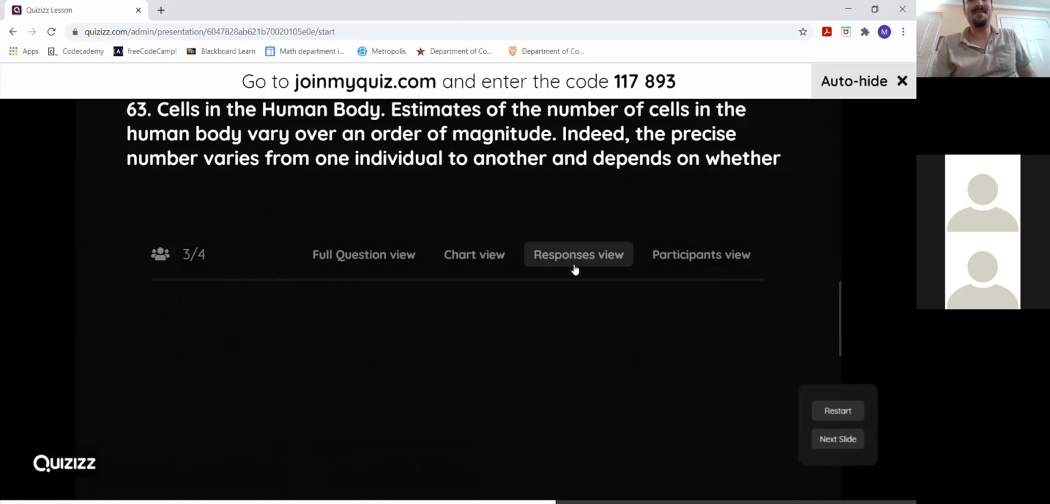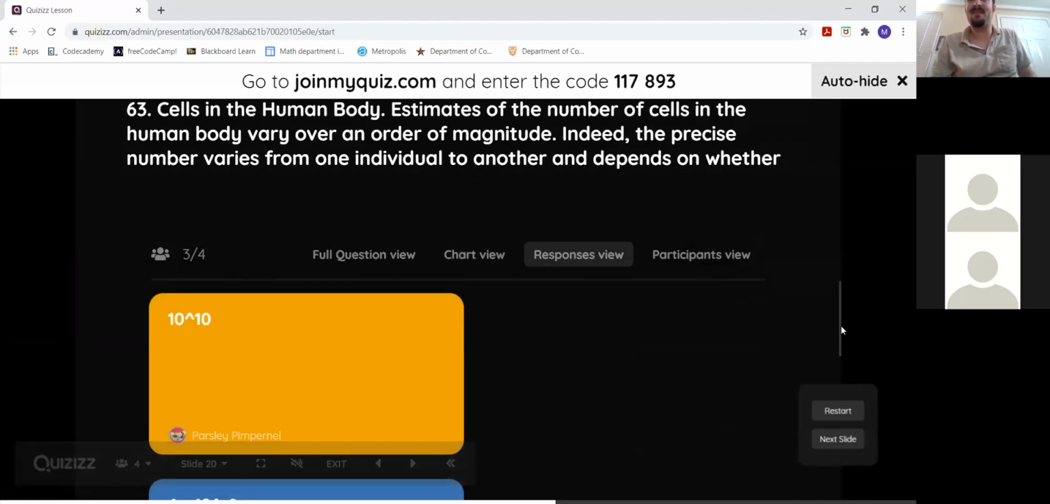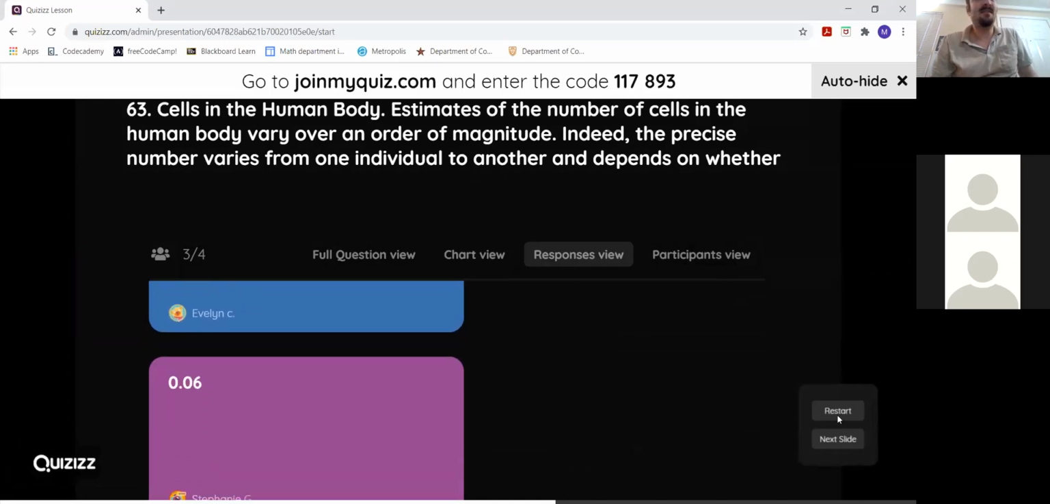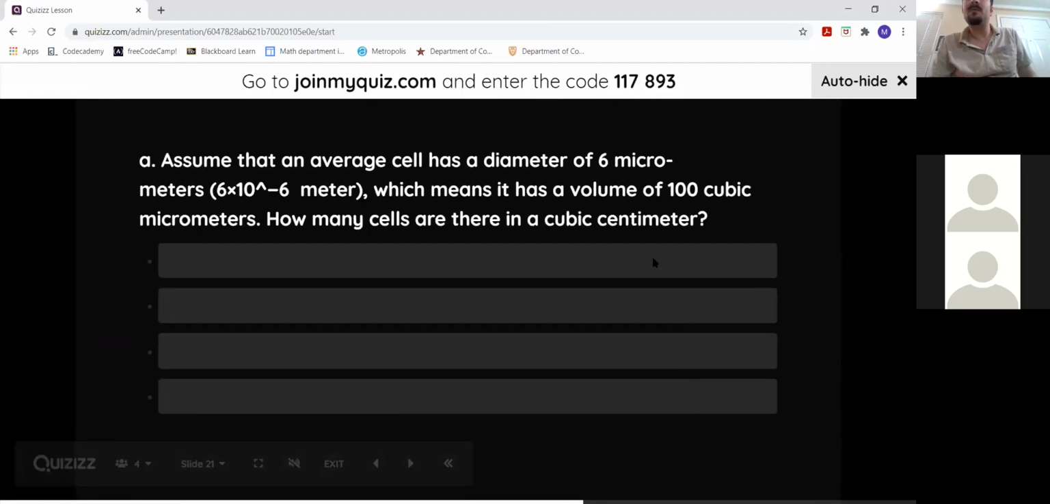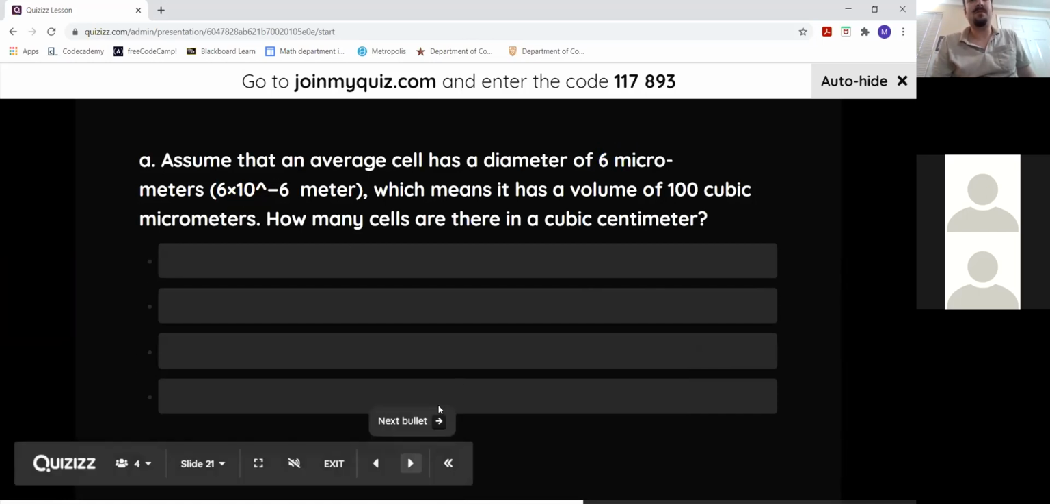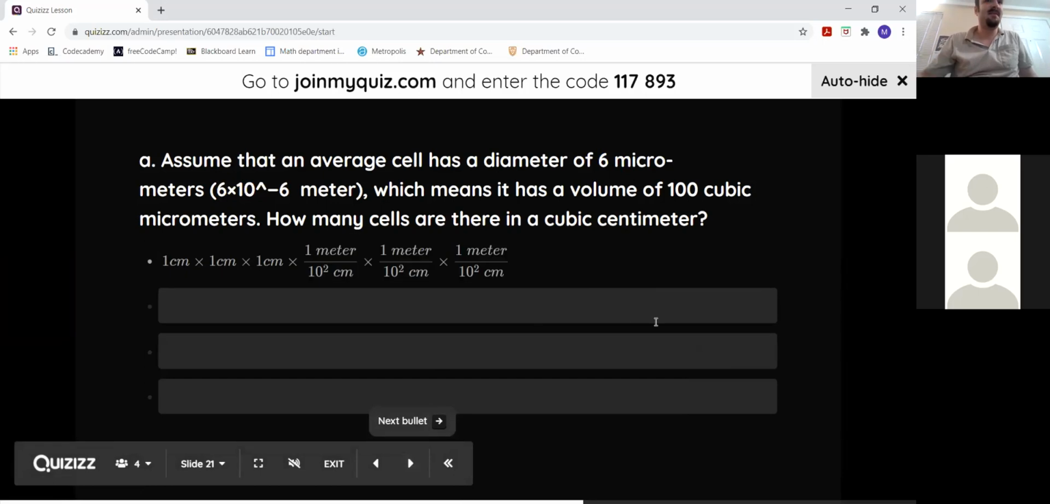There's one. 10 to the 10. What are y'all telling me? 10 to the 10 is what it should have been, I think. No 6 in there. The 6 is for the 6. If we're doing just 1 nanometer, it's just 1 times 10 to the whatever. Right, 6 times 10 to the minus 6 is for 6 micrometers. If we're just doing 1 micrometer, then it's just 1 times 10 to the minus 6.